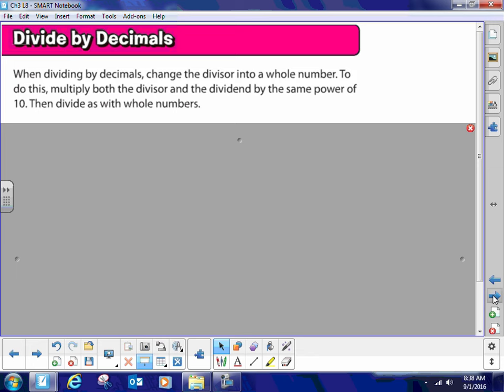Okay, divide by decimals. When dividing by decimals, you must change the divisor into a whole number. To do this, you multiply both the divisor and the dividend by the same power of 10, then divide as with whole numbers. Now, that is going to be the idea. I'm going to show you a different way. I'm going to be calling it undoing our wubbas, and wubbas spelled backwards is ubwas. So that's what we're going to be doing today.